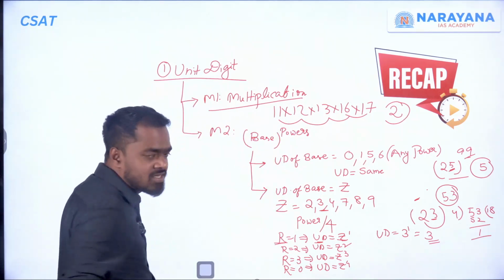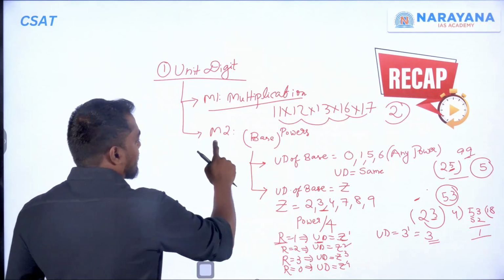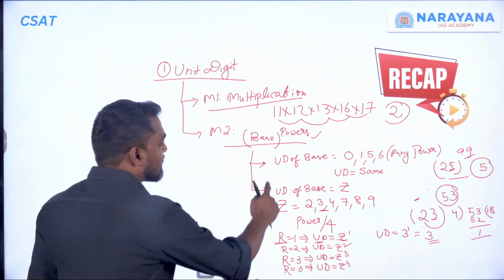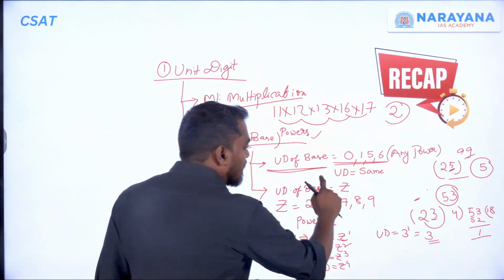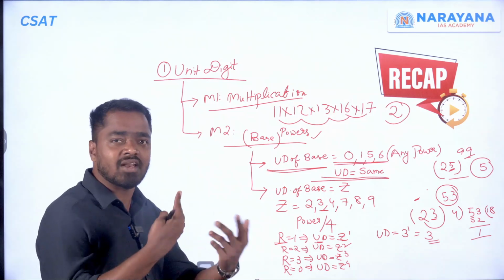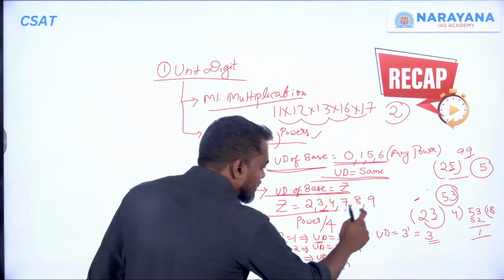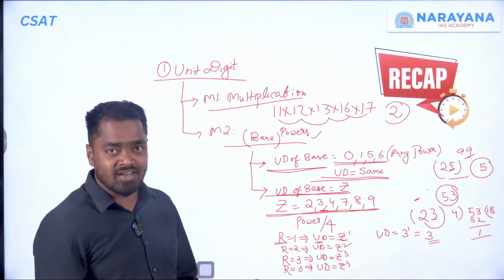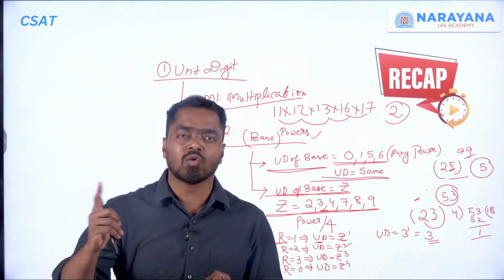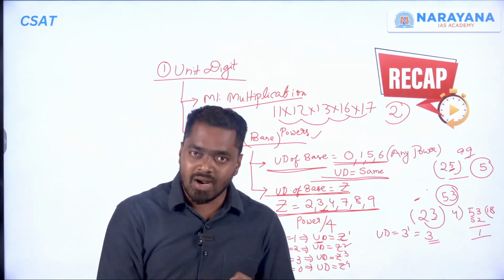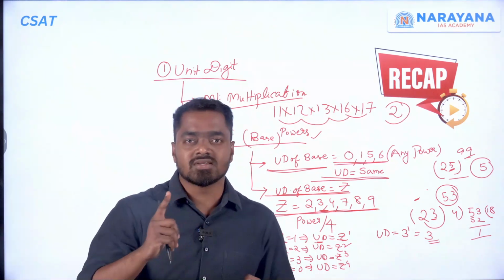The first one is the multiplication. You have to multiply all the unit digits to get the ultimate unit digit. The second one is the base to the power model. In that, the first one is if the unit digit of the base is 0, 1, 5, 6, the unit digit will always be the same, let it contain any power. If the unit digit of the base is z, where z can be 2, 3, 4, 7, 8, 9, then take the power and divide it by 4. If you get a remainder of 1, your unit digit will be z to the power 1. If the remainder is 2, z square. If the remainder is 3, z cube. If the remainder is 0, z to the power 4.